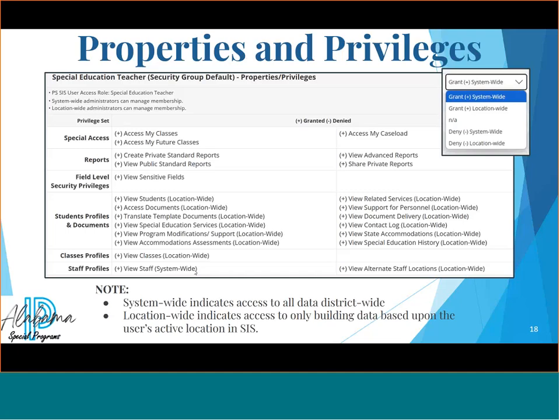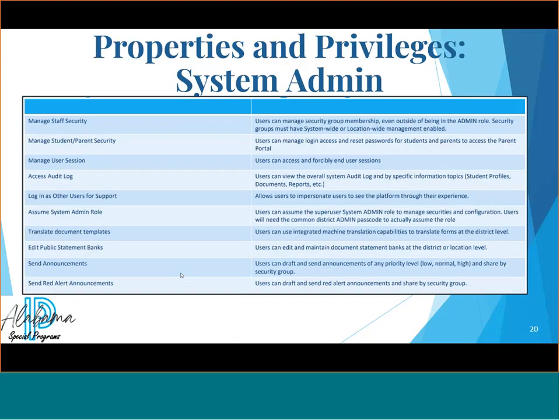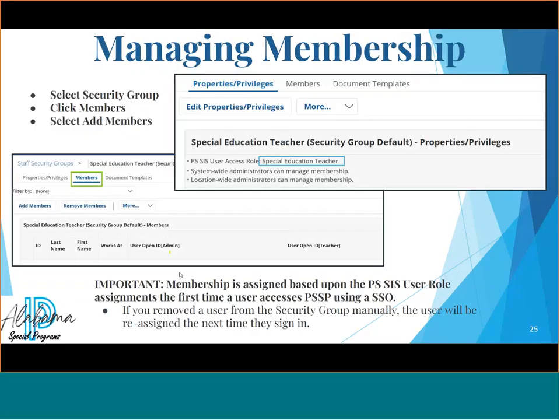Or maybe it's a middle school teacher that's holding a meeting for a student that will be transitioning to the high school, so the high school principal was the LEA for their meeting. If you don't have that set to system-wide, then they will not be able to put their name on the signature line on the IEP or whatever document you're using. Okay, so just keep that in mind when you are assigning privileges based on location or system. Okay? Now moving on, the next tab that we want to talk about is members.